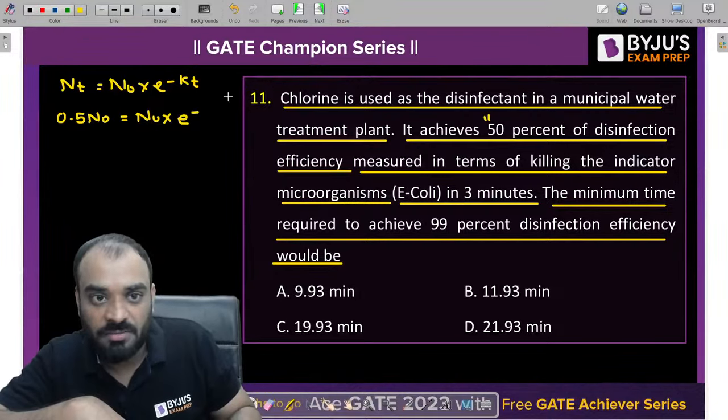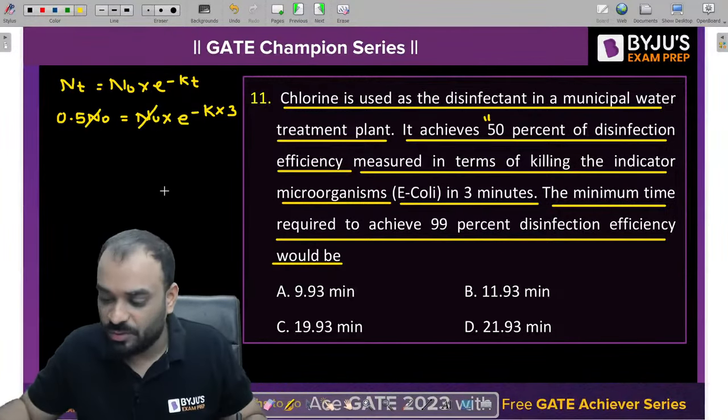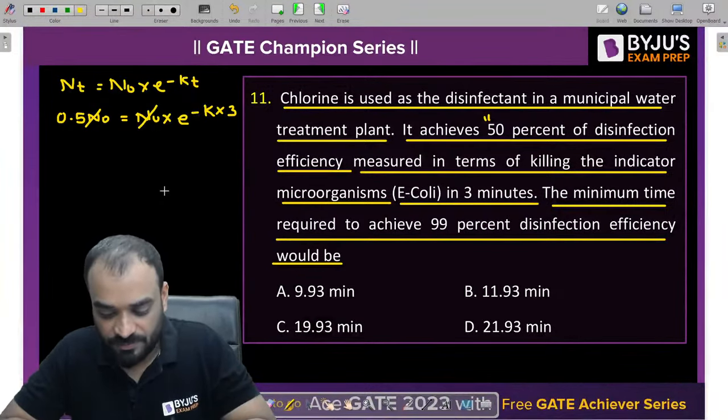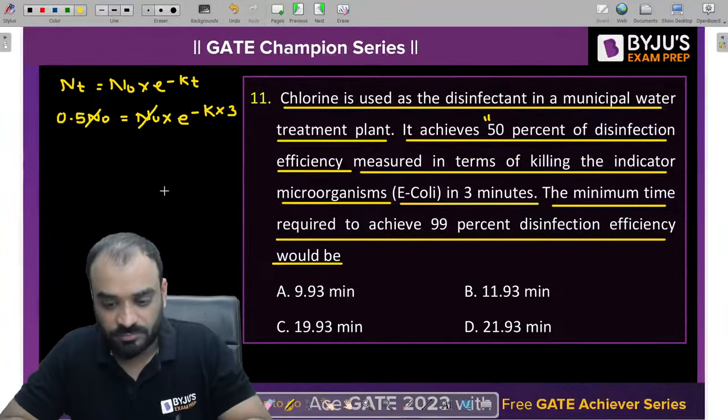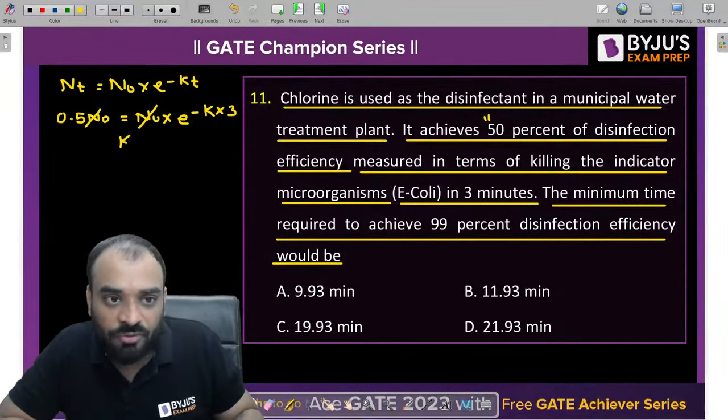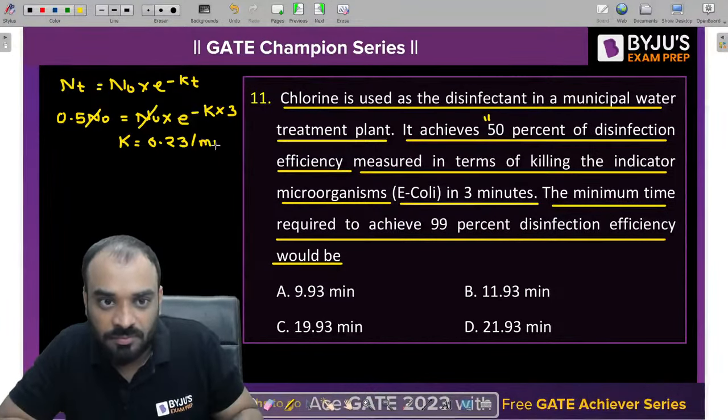Multiply by e raised to power minus k. K is equal to how much? We don't know. Multiply by 3. Now we can cancel this and let's calculate the value of k, guys. How much is it? We are getting a value of k equal to 0.23 per minute, right?